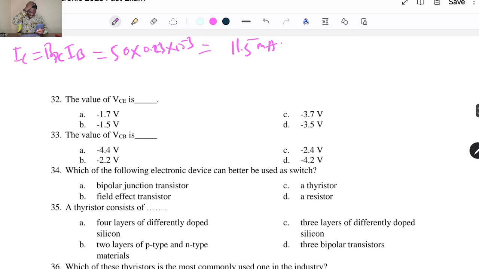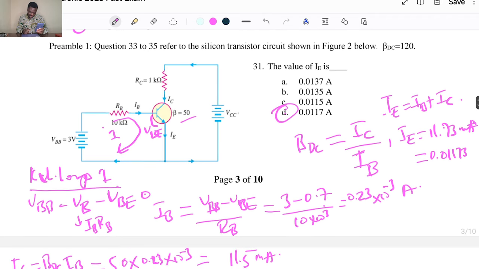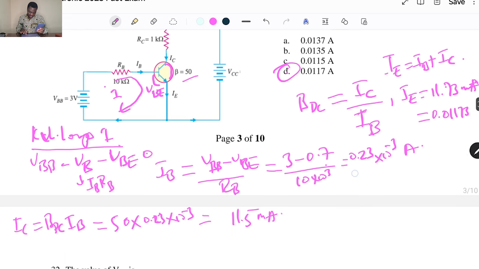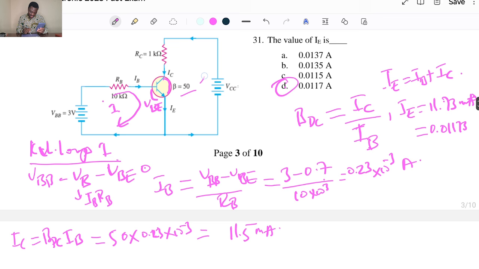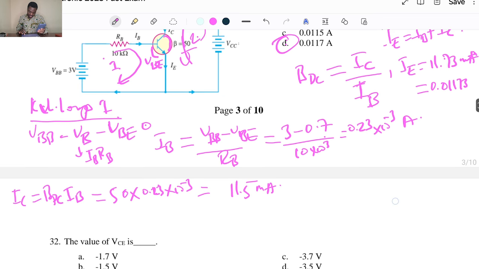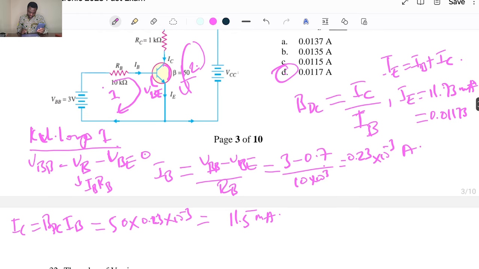Now, the value of VCE. So how do we get VCE? VCE is here, this is our VCE. To find VCE, we can apply Kirchhoff voltage law to this one. We call it loop 2. In that case, loop 2 is going to be equal to, let me clean this.